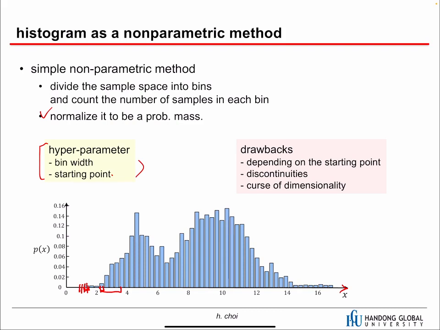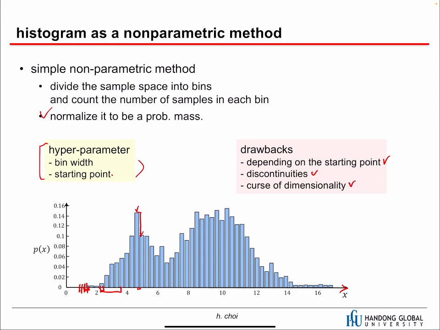We have a couple of drawbacks. The first one, this probability mass depends on the starting point and the bin size too, but that is not a critical problem. Another problem is that it is discontinuous. Discontinuous means, look at these two bins. When we change slightly in this sample space, the probability drops a lot. This could be a problem.